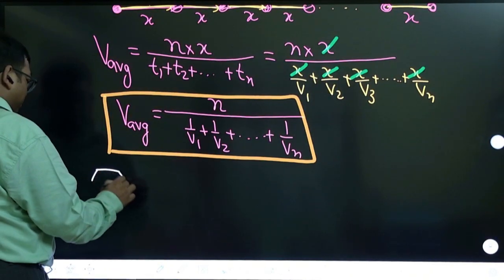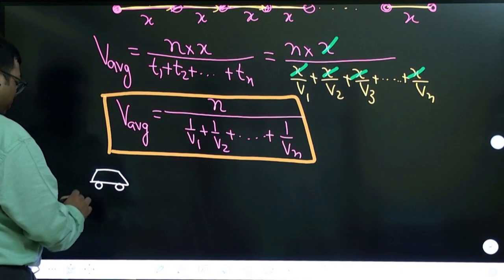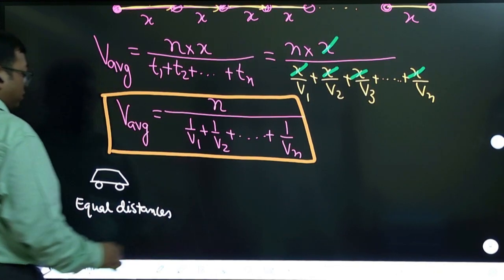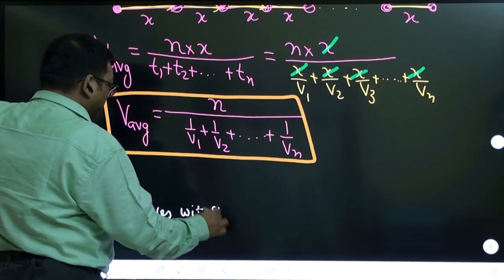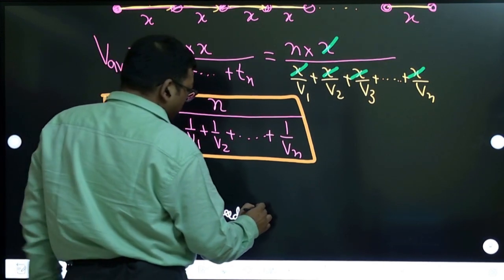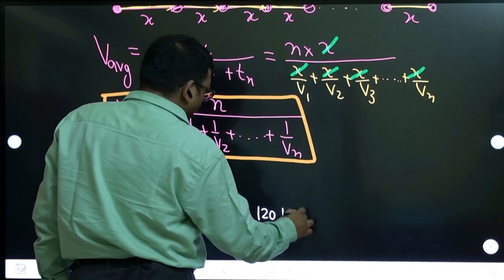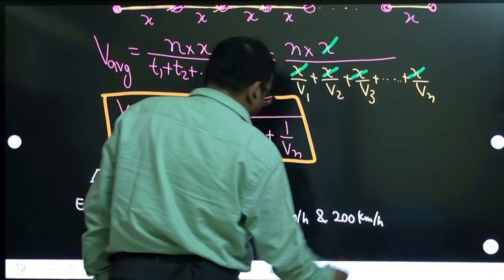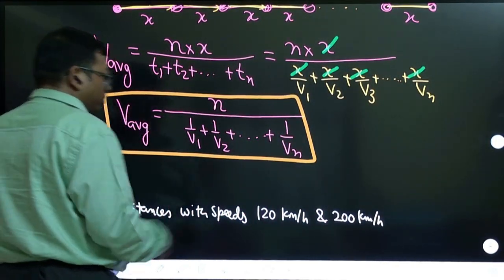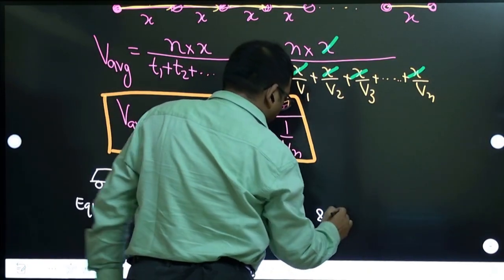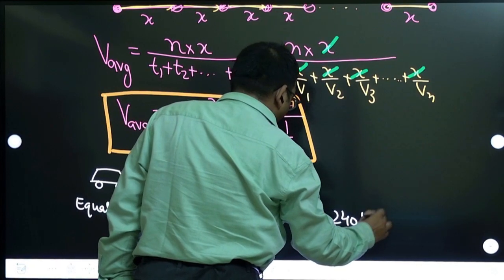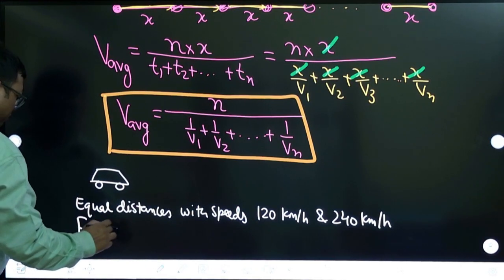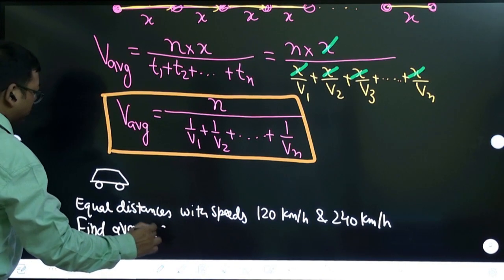Suppose a car is there and this car travels equal distances with speeds 120 kilometers per hour and, let us write this as, 240 kilometers per hour. Find the average speed.